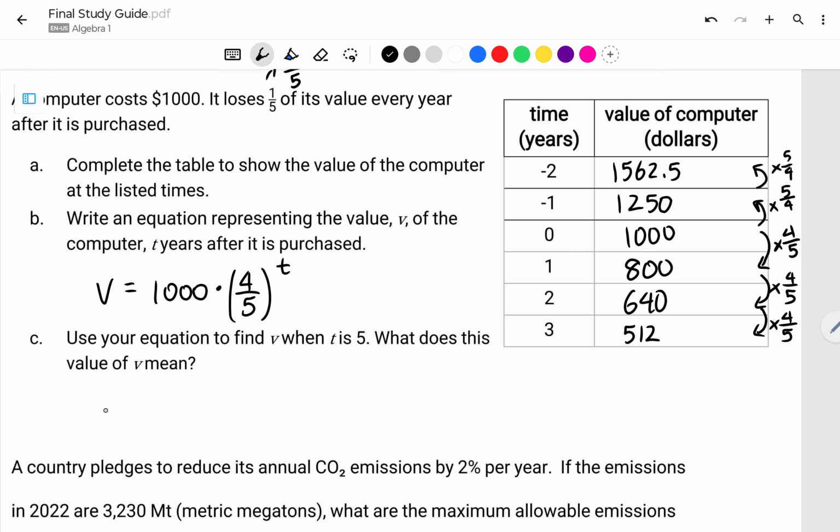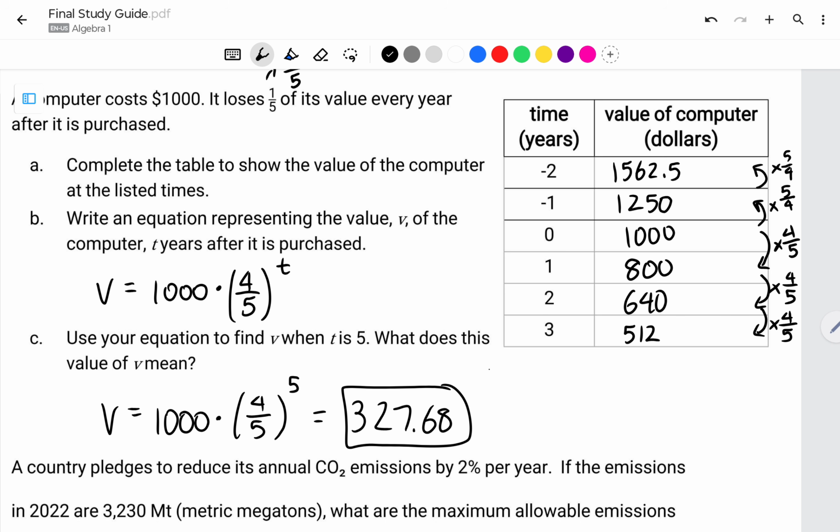So if we use the equation, V equals 1,000 times 4/5 to the power of 5. It's going to be equal to 327.68. What does this mean? It means that's the value of the computer 5 years after purchase.